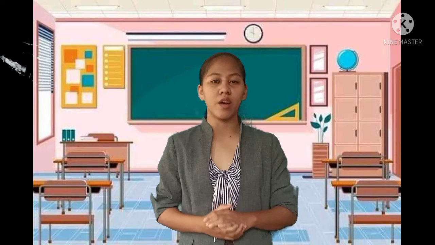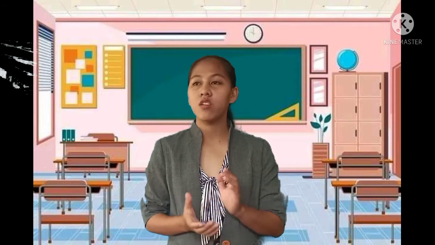Before we proceed to our new topic, let's have a short review. What was our topic yesterday? Okay, Julius. Very good. So our previous topic yesterday is about simplifying rational algebraic expressions by factoring. So what is a rational algebraic expression? Anyone? Yes, Hart. Very good. A rational expression is simply a quotient of two polynomials. It is a fraction whose numerator and denominator are polynomials. Thank you, Hart.